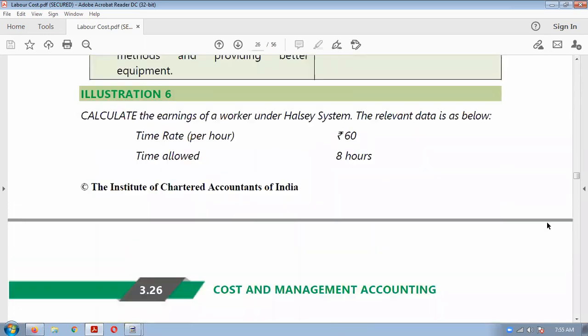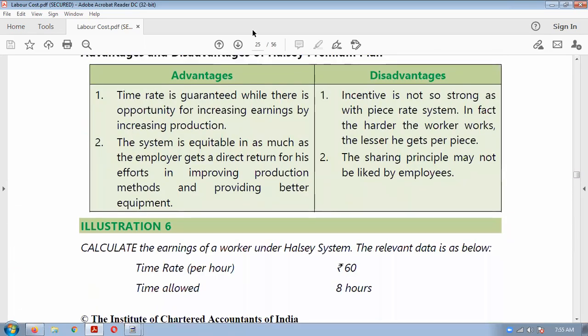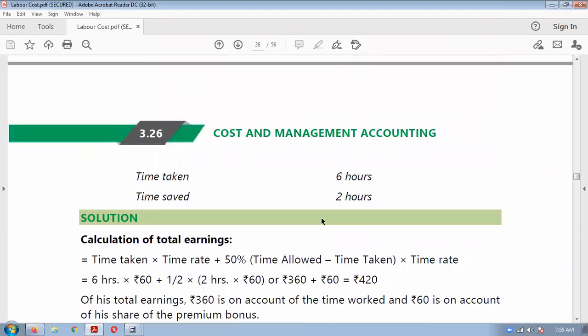Say the company is allowing 8 hours to complete the work, but the worker is completing it in 6 hours. So time saved will be 2 hours. So take 50% of 2 hours and multiply it by the time rate. This is the incentive part.